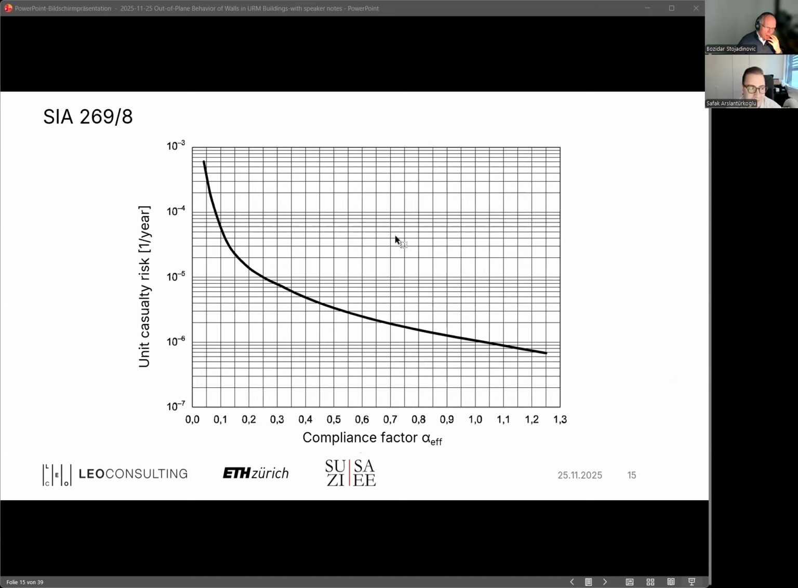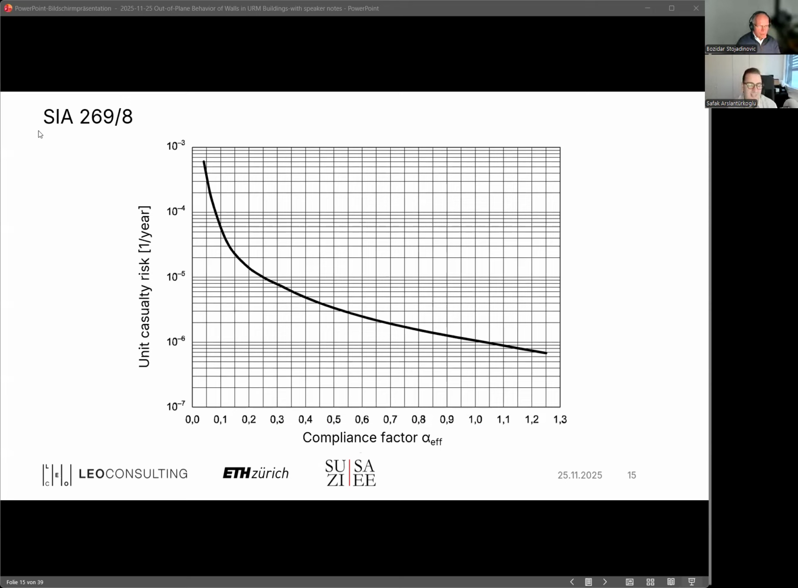So I said the focus is going to be on the Swiss regulations, and that is why I think I need to shortly introduce the concept of the Swiss code, that is the SIA 269-8. This is the code for the seismic assessment of existing buildings.